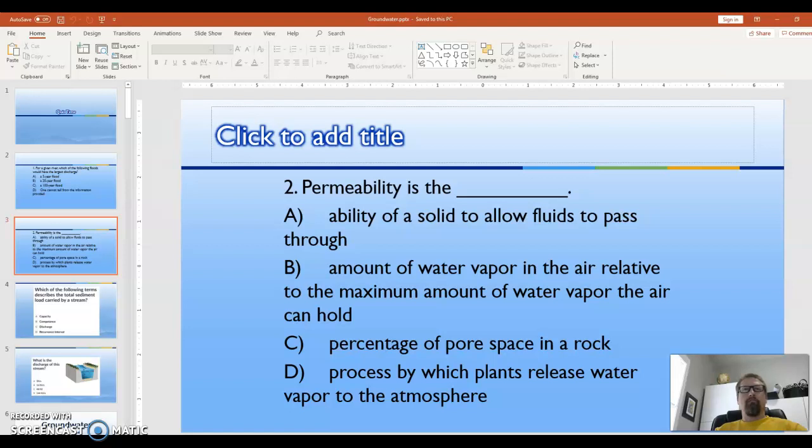Question 2. All right, so permeability is the ability of a solid to allow fluids to pass through.